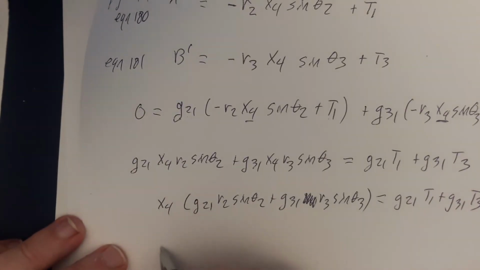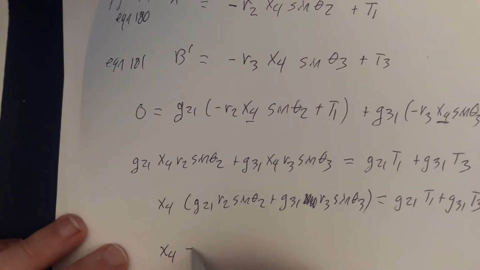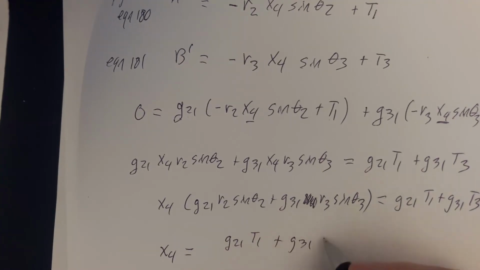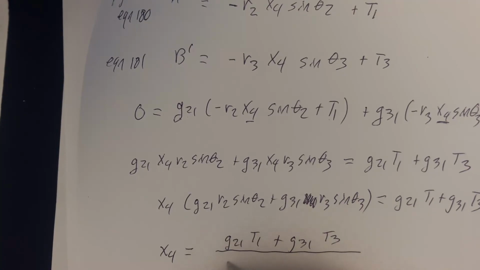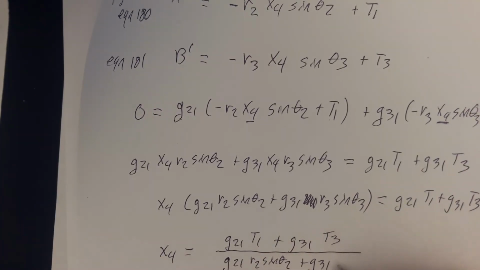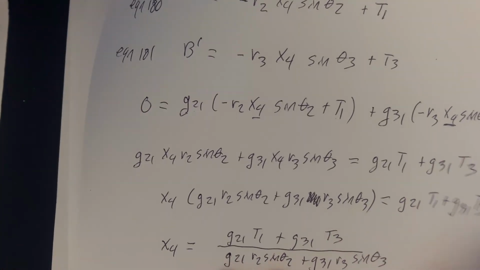And so we're going to get x4 is equal to G21 T1 plus G31 T3 over G21 R2 sine theta 2 plus G31 R3 sine theta 3. Okay.